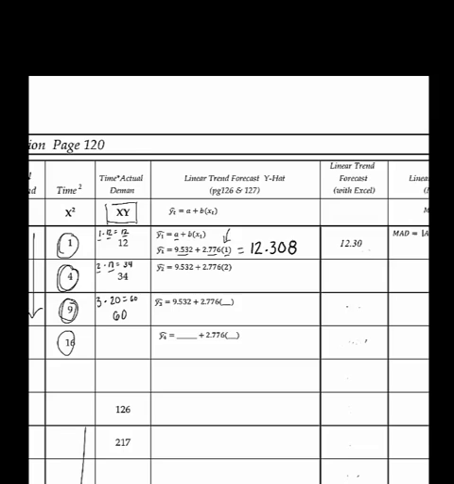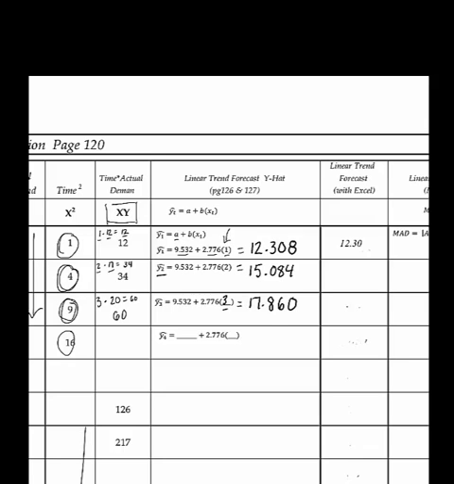And then we'll move on to the linear trend forecast for period 2, or we sometimes call it y hat, because you see this little picture here looks like y hat. We're going to do the same thing, 9.532 plus 2.776 times 2, and that's going to give 15.084. Then we're going to go to the next period and replace it with 3, and we're going to get 17.860.